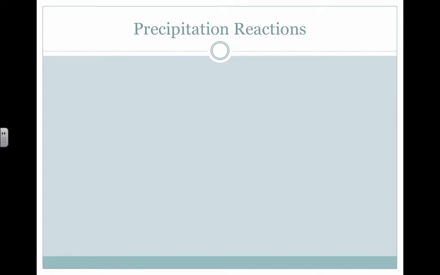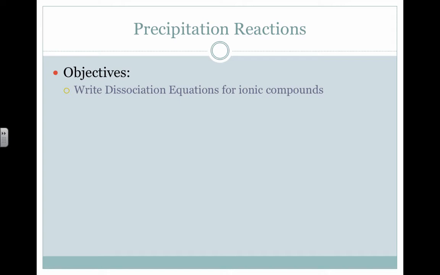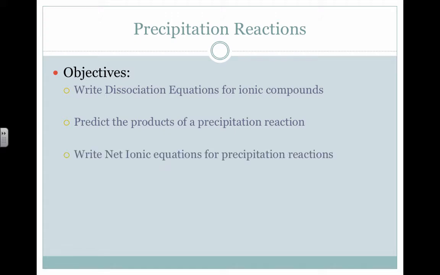This video is on precipitation reactions. By the end of this video, you should be able to write dissociation equations for ionic compounds. You should be able to predict the products of a precipitation reaction. And you should be able to write net ionic equations for precipitation reactions.